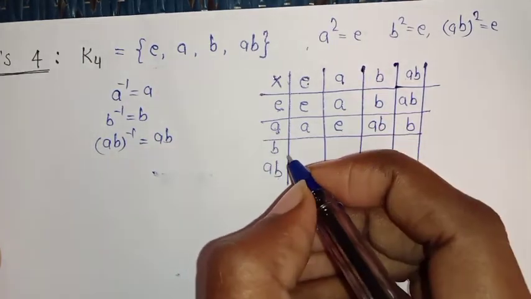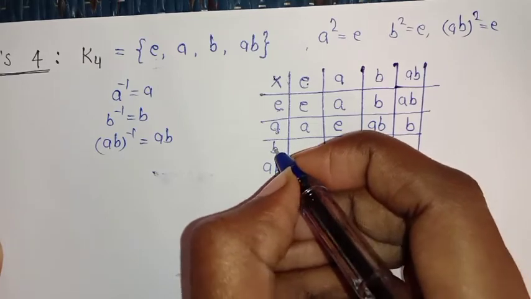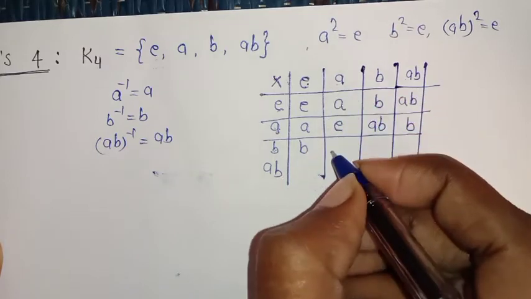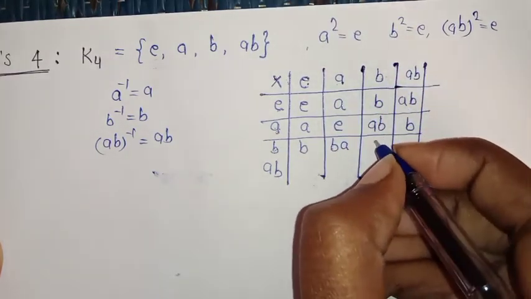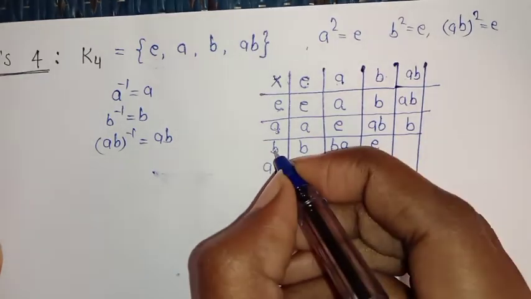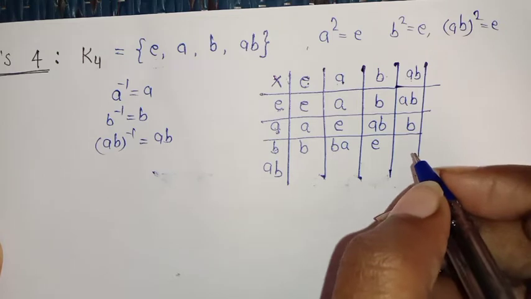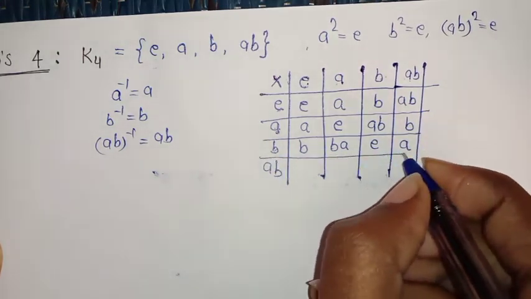Now we'll draw our third row. Sorry. When B is multiplied by E, this gives me B. B multiplied by A, BA. B multiplied by B, B square, and that is equal to identity. When B is multiplied by AB, it becomes AB square, and B square is identity, so we can write it as A.